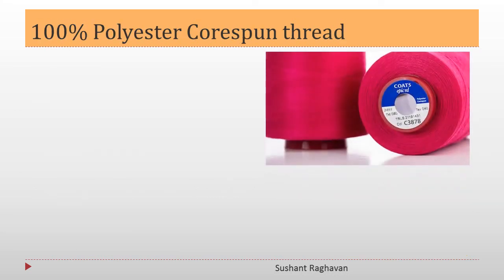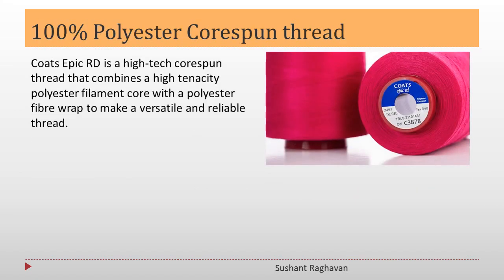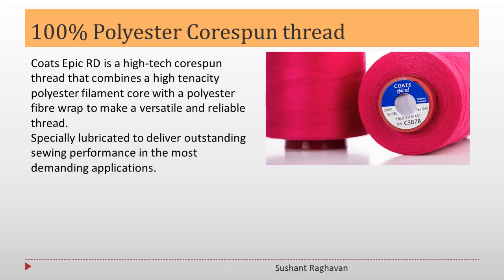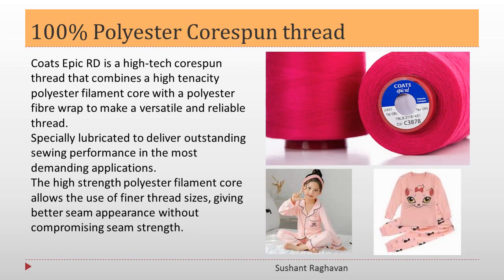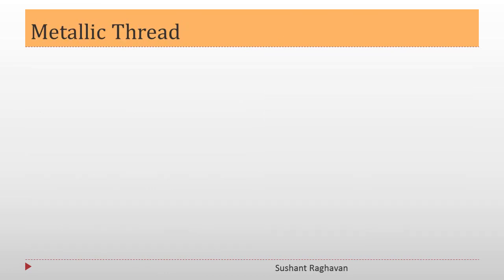100% polyester corespun thread. Quartz Epic RD is a high-tech corespun thread that combines a high-tenacity polyester filament core with a polyester fiber wrap to make a versatile and reliable thread. Specially lubricated to deliver outstanding sewing performance in the most demanding applications. The high-strength polyester filament core allows the use of finer thread sizes, giving better seam appearance without compromising seam strength. Mainly used for children's nightwear.